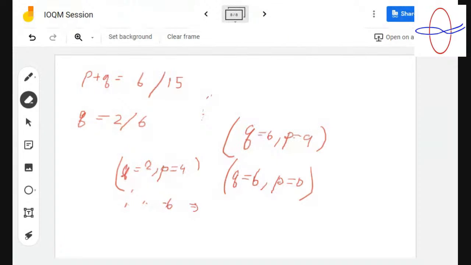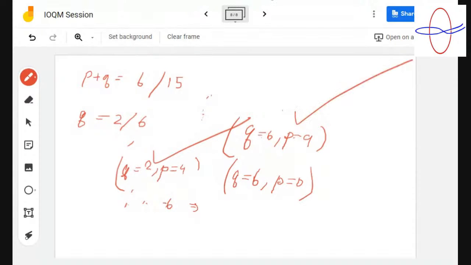Sure, Amit Malik, go ahead. Exactly. So we cannot take p equal to 0. That's what I told, p equal to 0 will not be a solution. So only these two will be a solution. These two. Exactly.